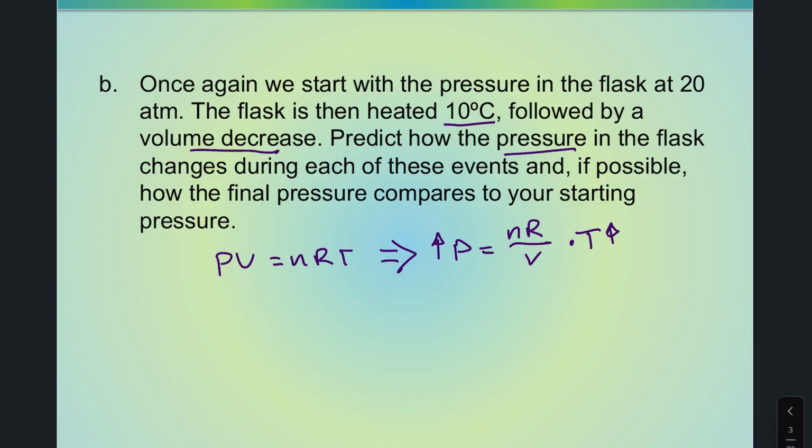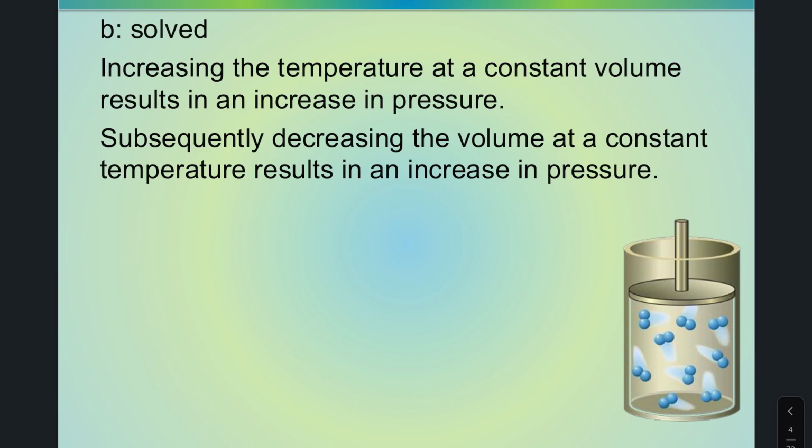Same with the volume decrease. So now we have PV equals nRT. All of those are going to be constants. So if we are going to decrease the volume, then we will increase the pressure. And that's what we see here. Increasing the temperature at a constant volume results in an increase in pressure. Decreasing the volume is going to result in an increase in pressure as well, as long as one thing is kept constant.